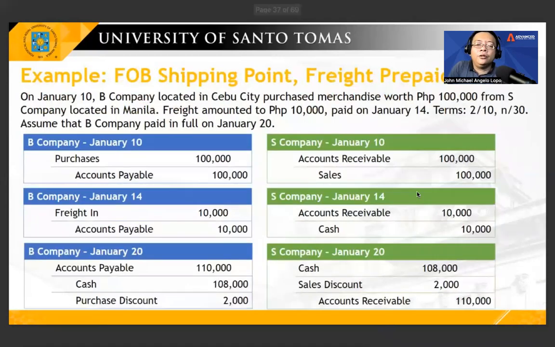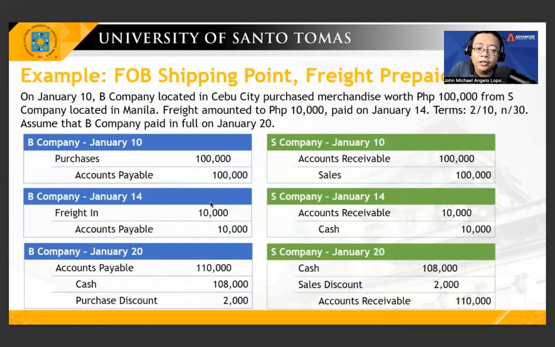Yan. So, gagawin naman ni seller ay kailangan niyang isingilin si B. Kasi ako nagbayad eh. Account receivable 10, cash of 10. On the part of B, di ba? Dagdag na siya sa accounts payable. Because of the freight in, accounts payable. Hindi siya cash, but accounts payable. So, meaning accounts payable here is 110.